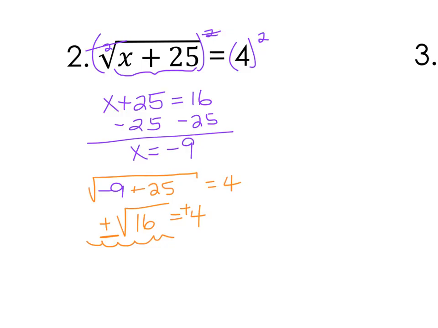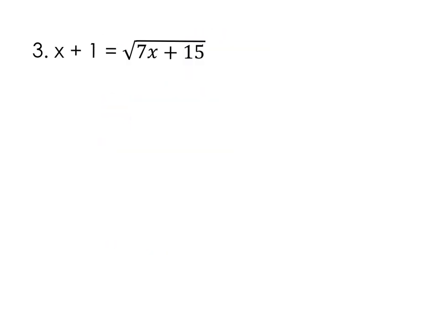So be careful on this. I don't want you to think that's plus or minus. Sorry. We only want that positive solution. We get that here. It checks. So that tells us x equals negative 9 is a valid solution for this radical equation. Our next example, we're going to run into some issue with that. So make sure you follow along with that one carefully.